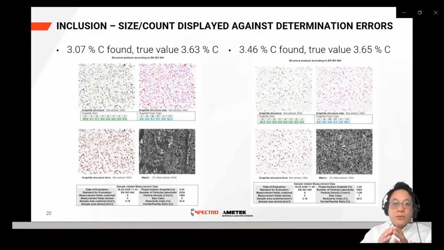According to these results, we can guess that there is a correlation between the size classes of the free graphite and the differential between combustion and Spark OES. Larger inclusions are leading to larger deviations in carbon concentration. On the other hand, smaller inclusions are causing smaller deviations.